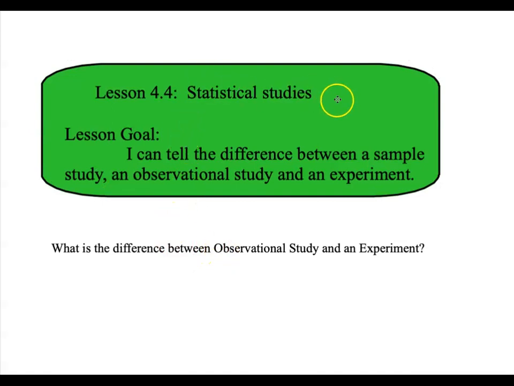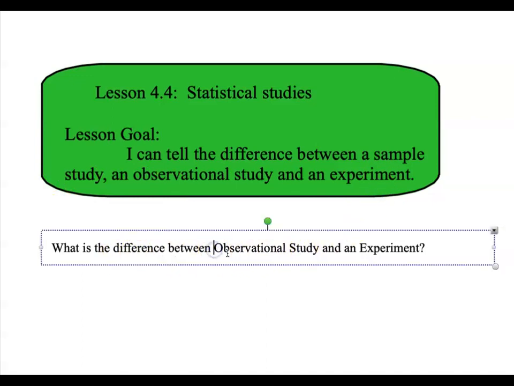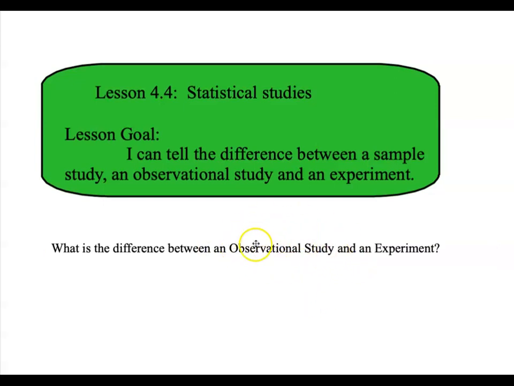All right, statistical studies, I can tell the difference between a sample study, an observational study, and experiment. So it says, what is the difference between an observational study and an experiment? So an observational study is we're just watching. An experiment is we're actually doing a treatment or we're trying to change some behavior in the person.